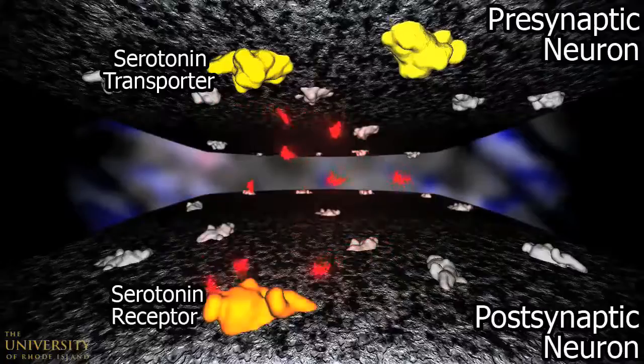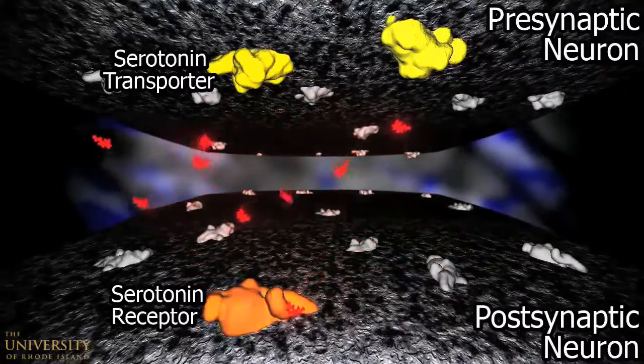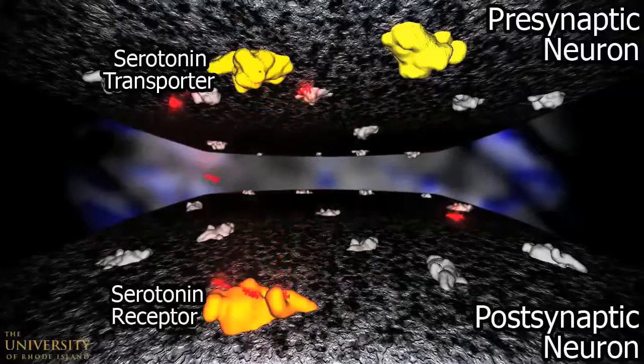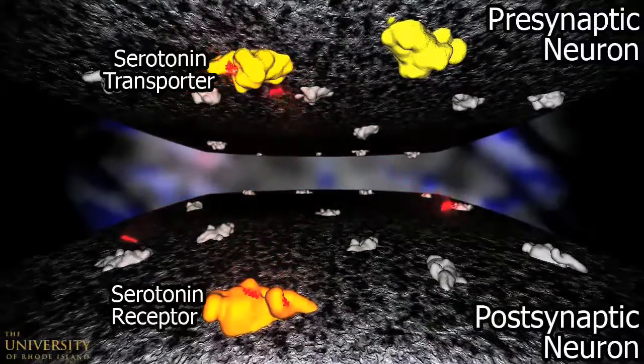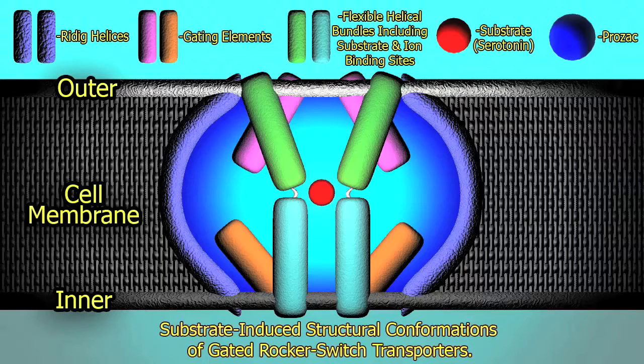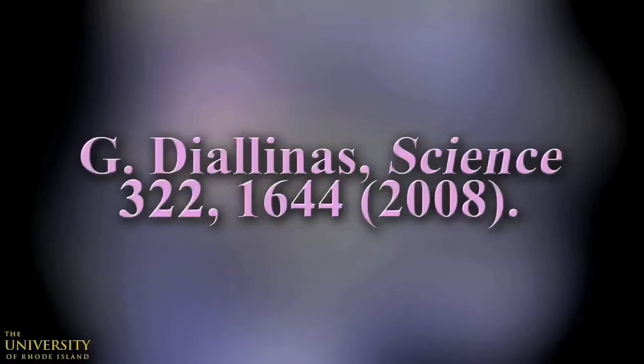Excess serotonin is either deactivated at the synapse by metabolizing enzymes such as monoamine oxidase, or retaken back through the serotonin transporter reuptake protein as highlighted here. Here is a detailed view of the membrane-bound serotonin transporter protein based on a 2008 article in Science.